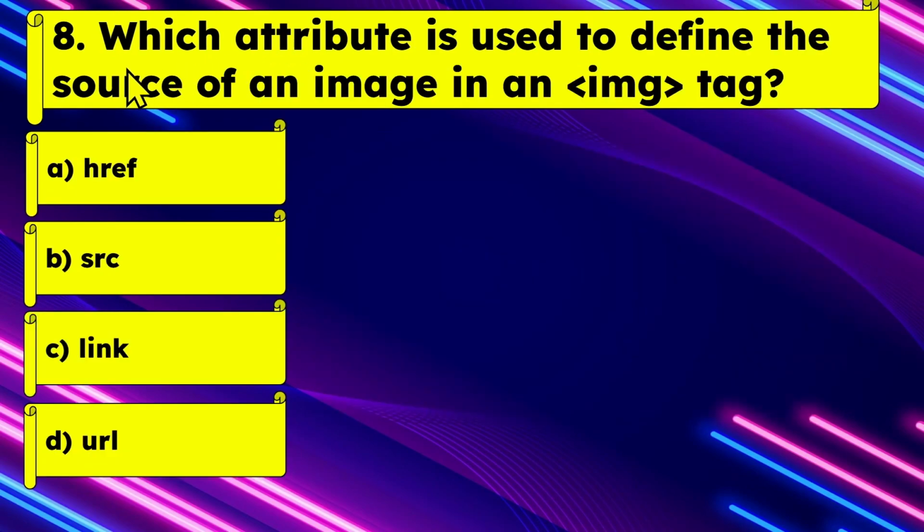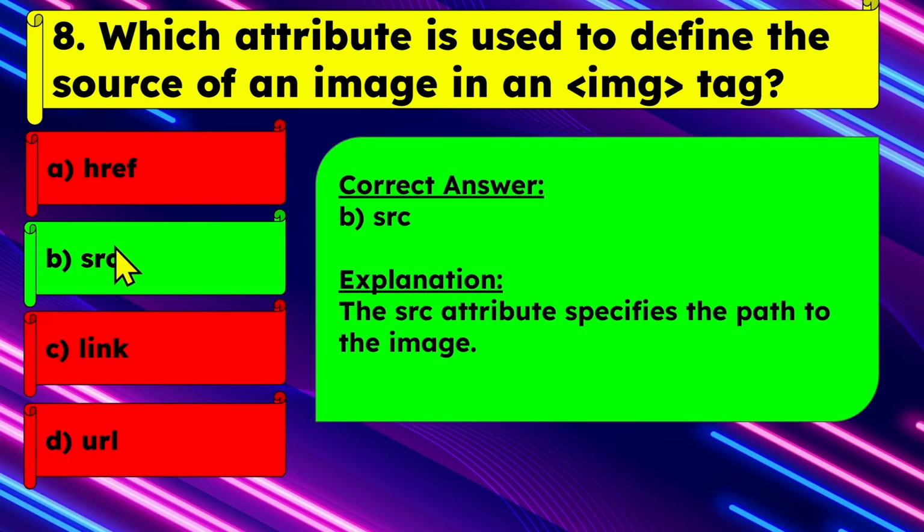Our next question is, which attribute is used to define the source of an image in an img tag? Option A, href. Option B, src. Option C, link. Or option D, URL. So here the correct answer will be src. As you can see, the src attribute specifies the path to the image. So whenever you are using this img tag, inside this you have to use src attribute, and with this you have to specify the path of your image.